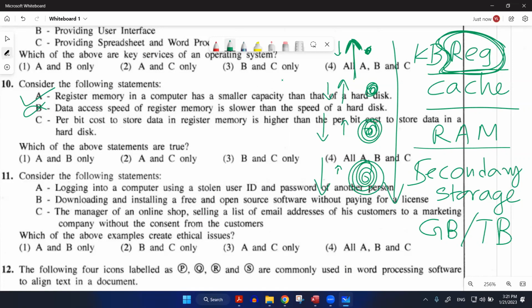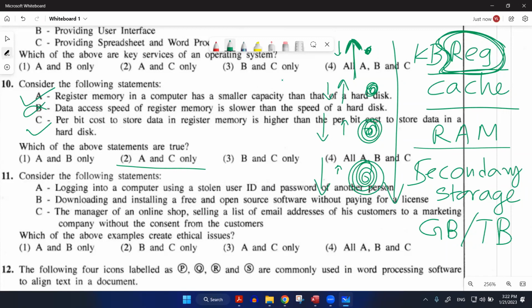And the per bit cost to store data in a register memory is higher than the per bit cost to store data in a hard disk. Of course, because if we want to buy a register, we have to buy a CPU. So a CPU costs, like now, nearly 100,000. And when it comes to the hard disk, you can find it for 15 to 20,000, right? So cost per bit is higher in registers. So A and C are the correct answer. Right. Then the 11th.